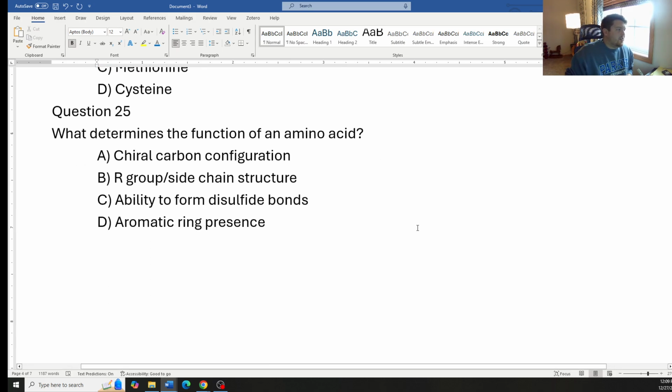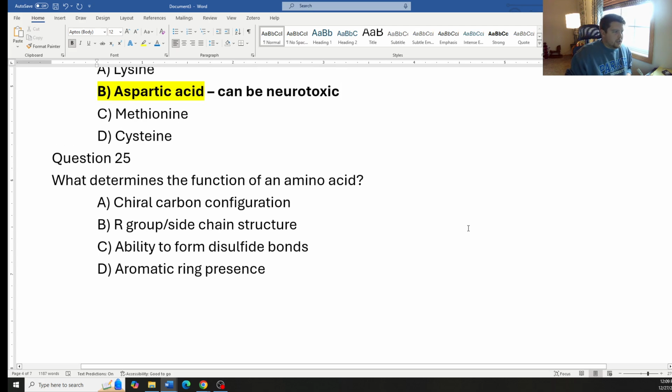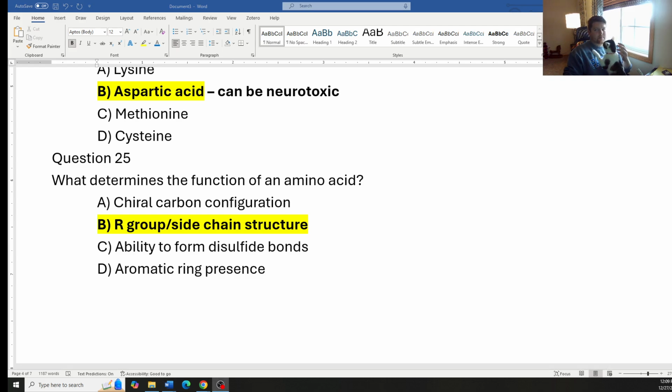Last question, question 25. What determines the function of an amino acid? The chiral carbon configuration, the R group or side chain structure, the ability to form disulfide bonds, or the aromatic ring presence. That's going to be our R group or side chain structure. It determines the function of our amino acid.